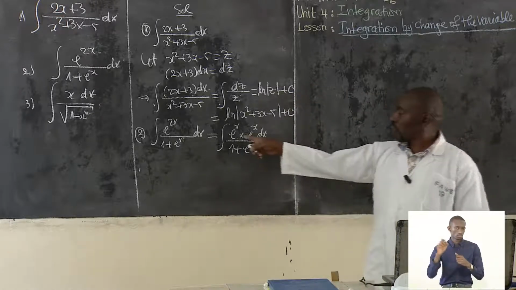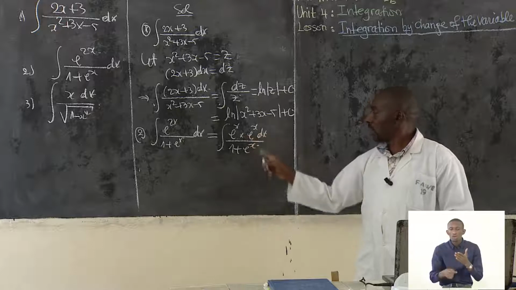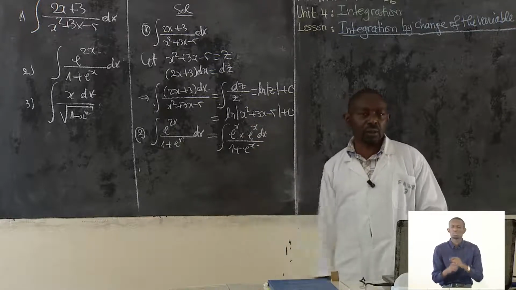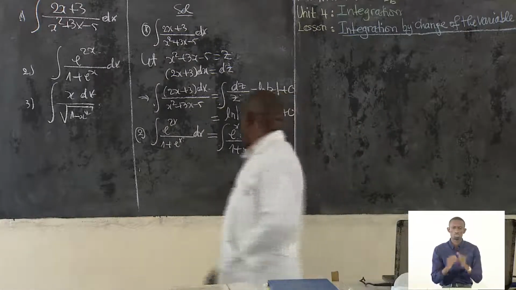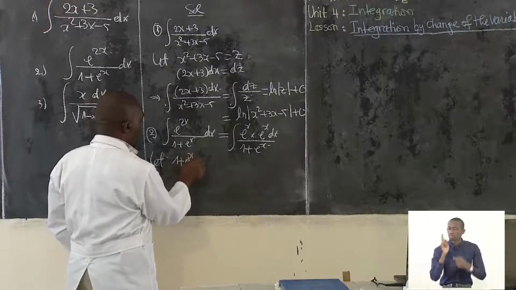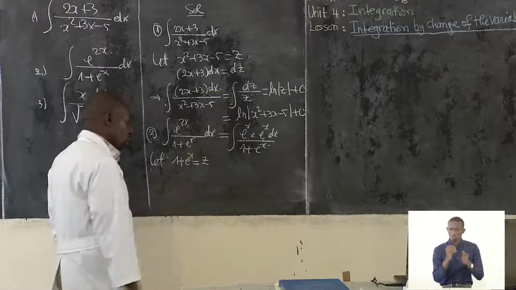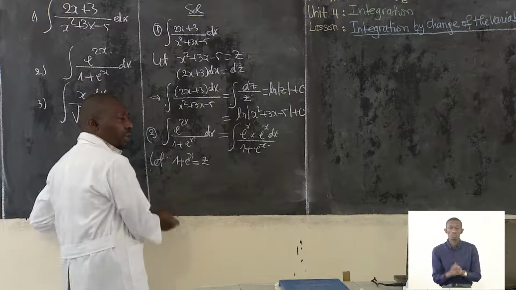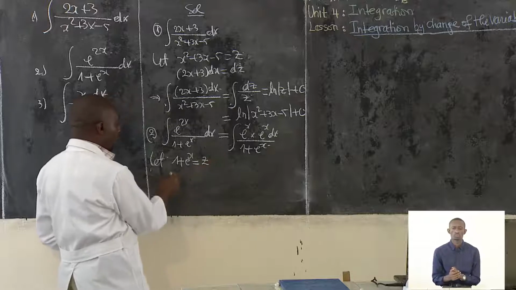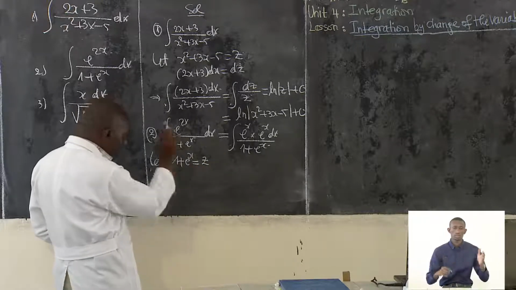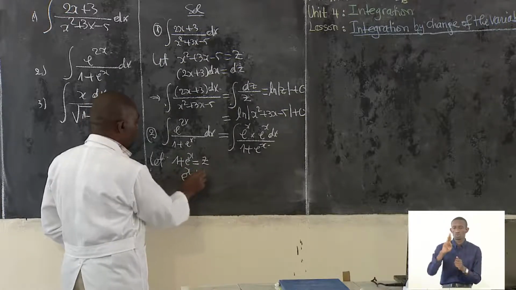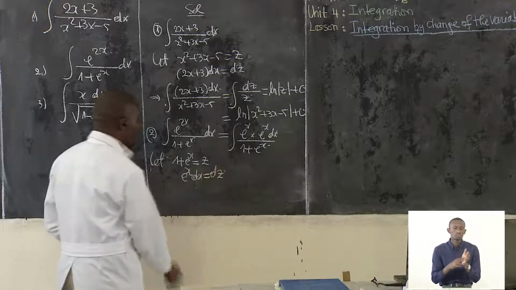There is no change, because e power x times e power x is e power x plus x, which is e power 2x. Then we let 1 plus e power x equal z. Differentiating both sides, of course, on the left-hand side the variable is x, on the right-hand side the variable is z. I'll have the derivative of 1, that's 0. The derivative of e power x is e power x. Then dx is equal to dz.